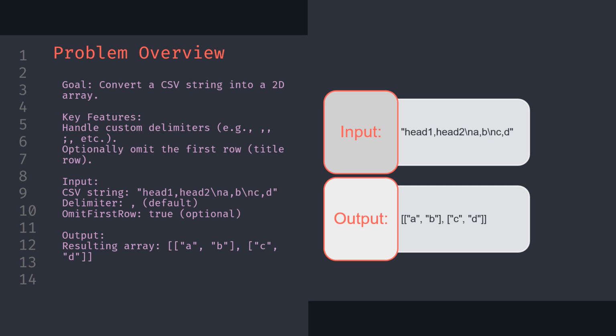Our task is to convert CSV data, which is a simple text-based format, into a structured 2D array that can be used in JavaScript. The function should parse rows of the CSV string, split each row into individual values based on a delimiter, and optionally skip the title row if specified. For example, the CSV string becomes this output when we omit the first row.